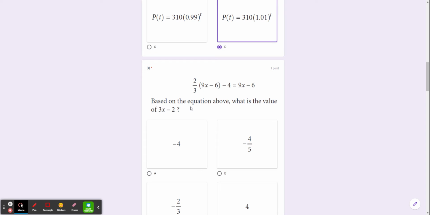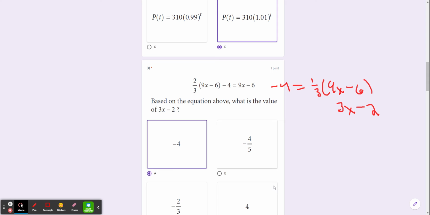Okay, so question 3: based on the equation above, what is the value of 3x minus 2? There are a couple of ways we can approach this problem. If you look, we've got this 9x minus 6 on both sides, so I can subtract this entire term across to the right-hand side. So subtract 2/3 times 9x minus 6 across, which would give me negative 4 equals 1/3 times 9x minus 6. If I distribute that 1/3, I get 3x minus 2. So 3x minus 2 is equal to negative 4.